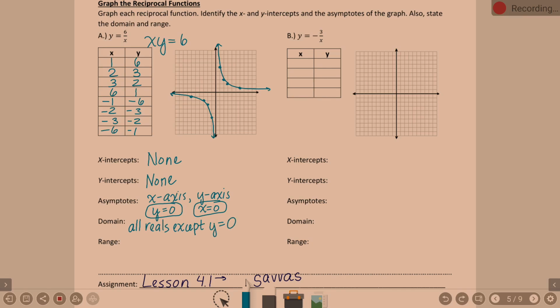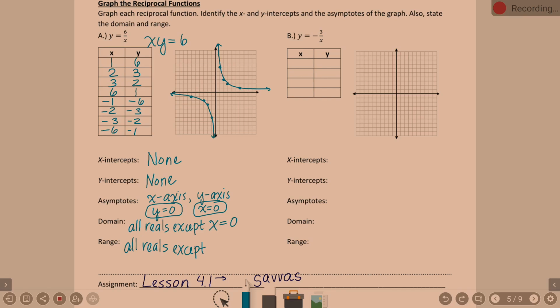What about range? Range is how low and high. Take a guess here. All reals, except x equals 0. Whoa, back up the boat. Domain is always x. Range is going to be y, because it goes low and it goes high, it just doesn't touch. So for range, all reals except y equals 0.